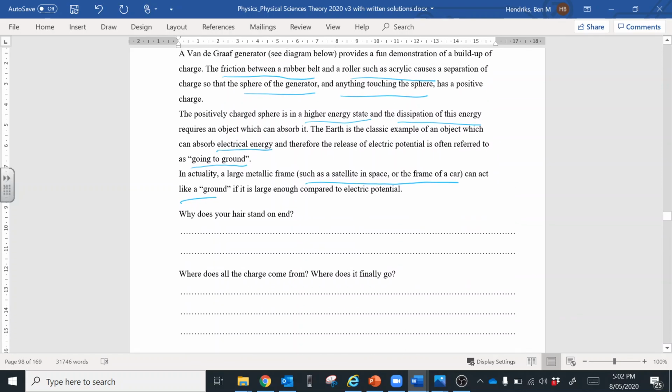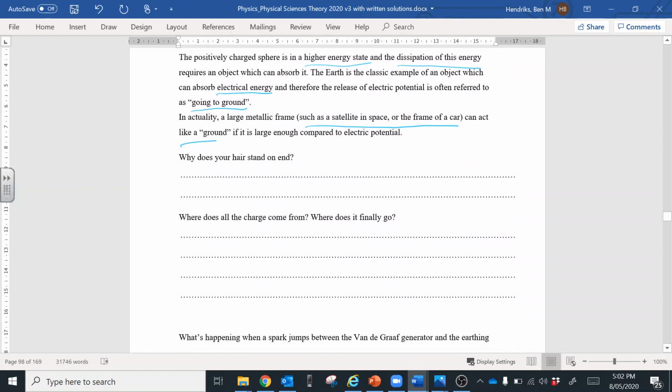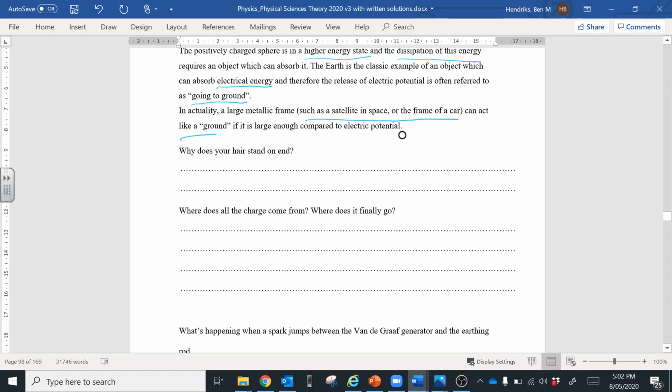Okay, so in some demonstrations, a teacher may touch the Van de Graaff generator, and then their hair will stand on end. You've probably seen it before. So why does that happen? And that's because anything connected.